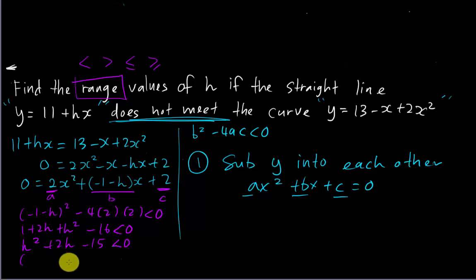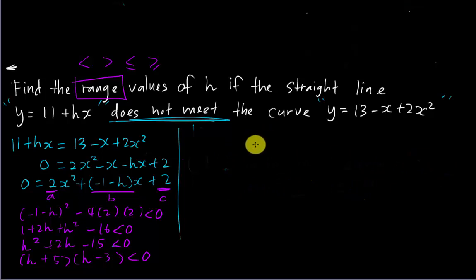Alright, then I will factorize this one, which is h, h. For 15 I use 5 and 3. This is positive, this is negative. Alright, then now here you have another important thing, you must solve it carefully for this one.